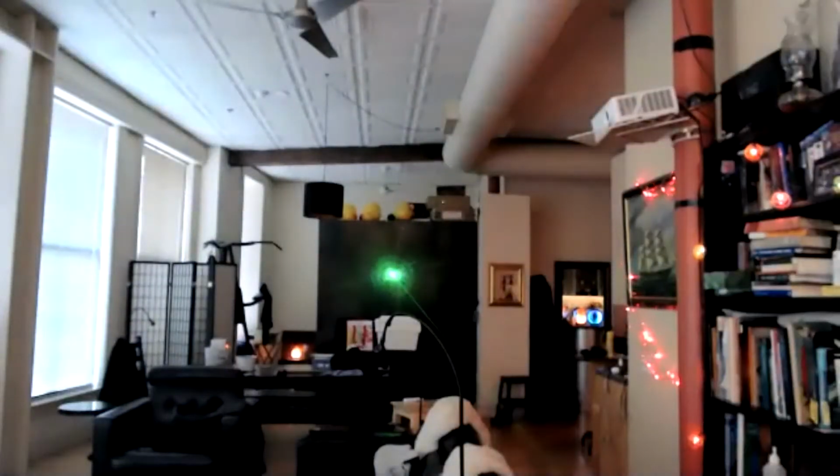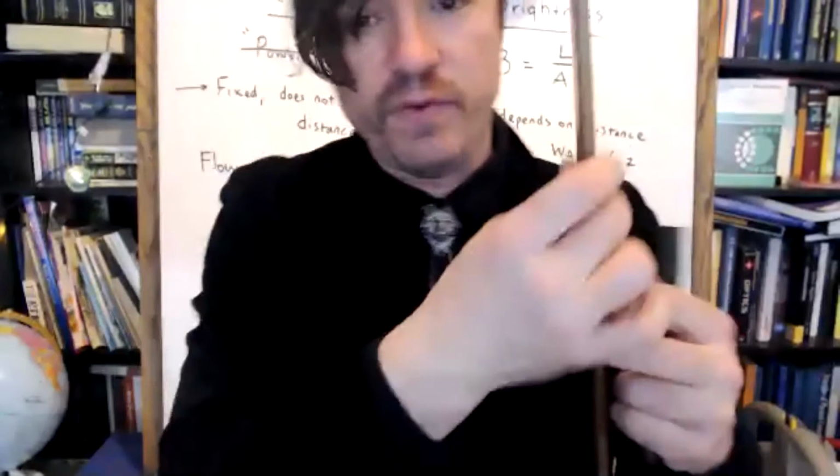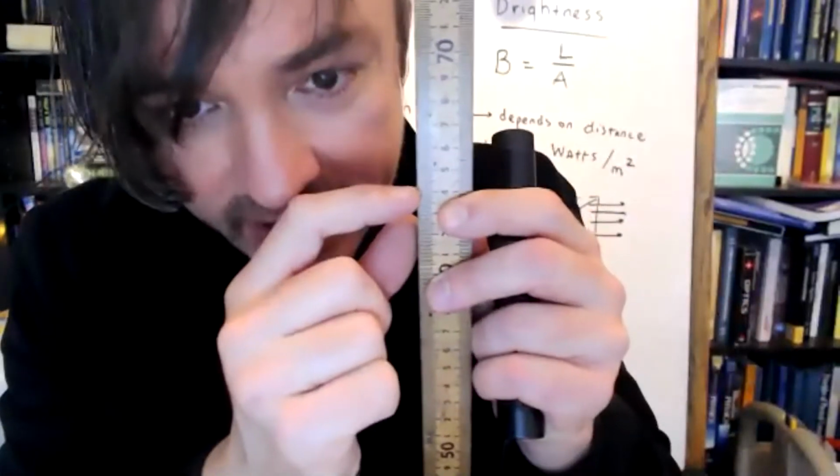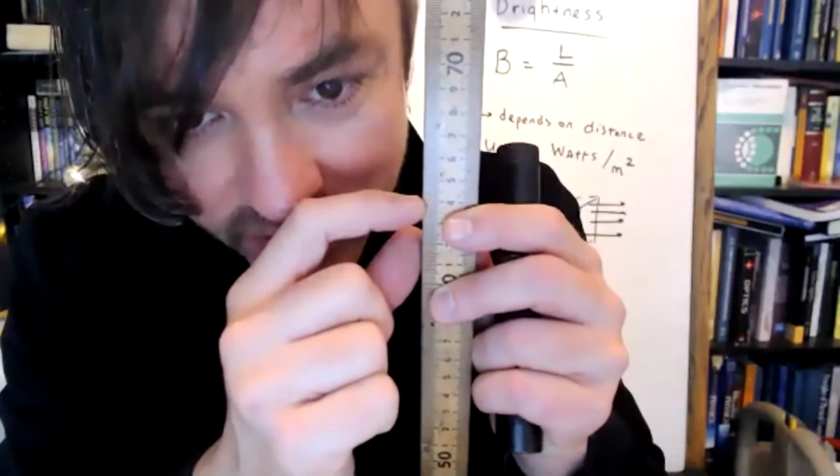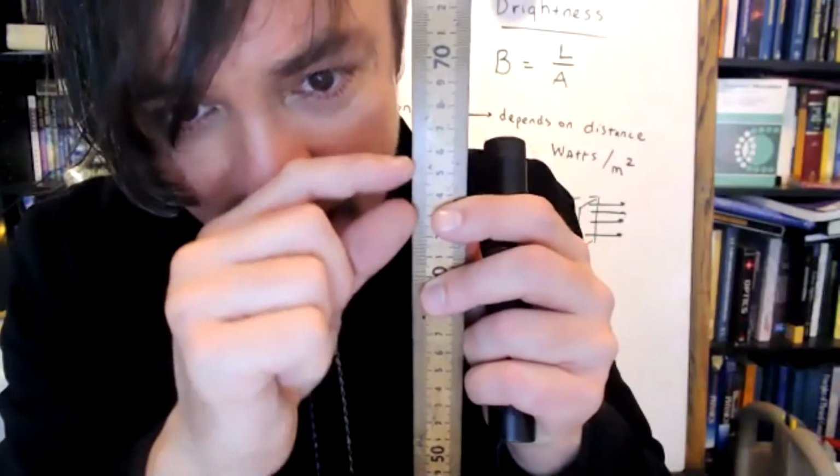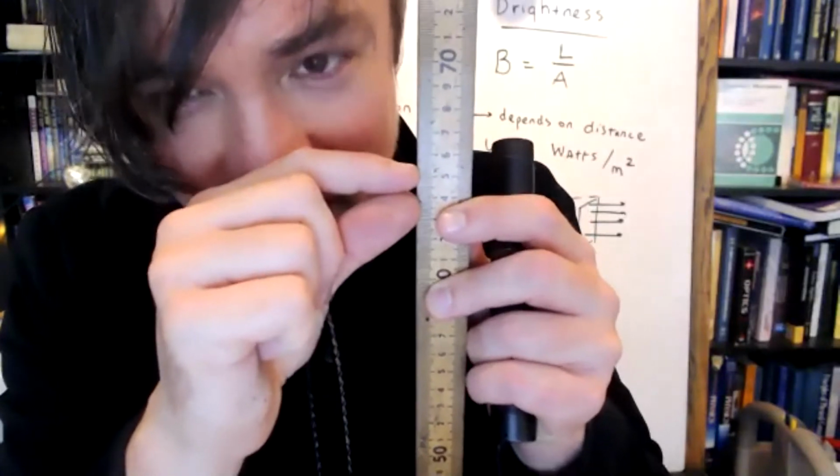What's wild is the beam spread out. I was thinking it would be even more, but my apartment isn't that big. It's spread out to 1 centimeter. So if you can see my meter stick here, the spot only covered 2 or 3 millimeters, and by the time I got to the other side of the room, it was 1 centimeter.